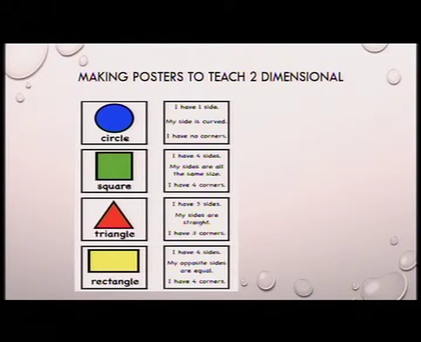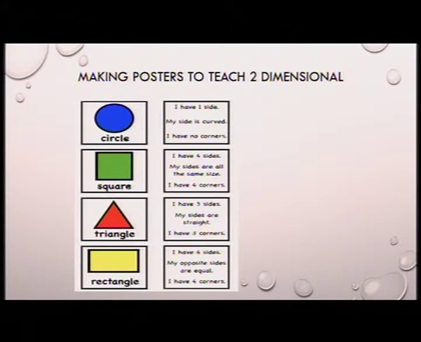Now, and then you can give the properties of the circle. On the right-hand side, you can see there that there are properties. You can say, I have one side. My side is curved. I have no corners. That one is a circle. So sometimes you can also give them the properties and you ask them to draw the circle.